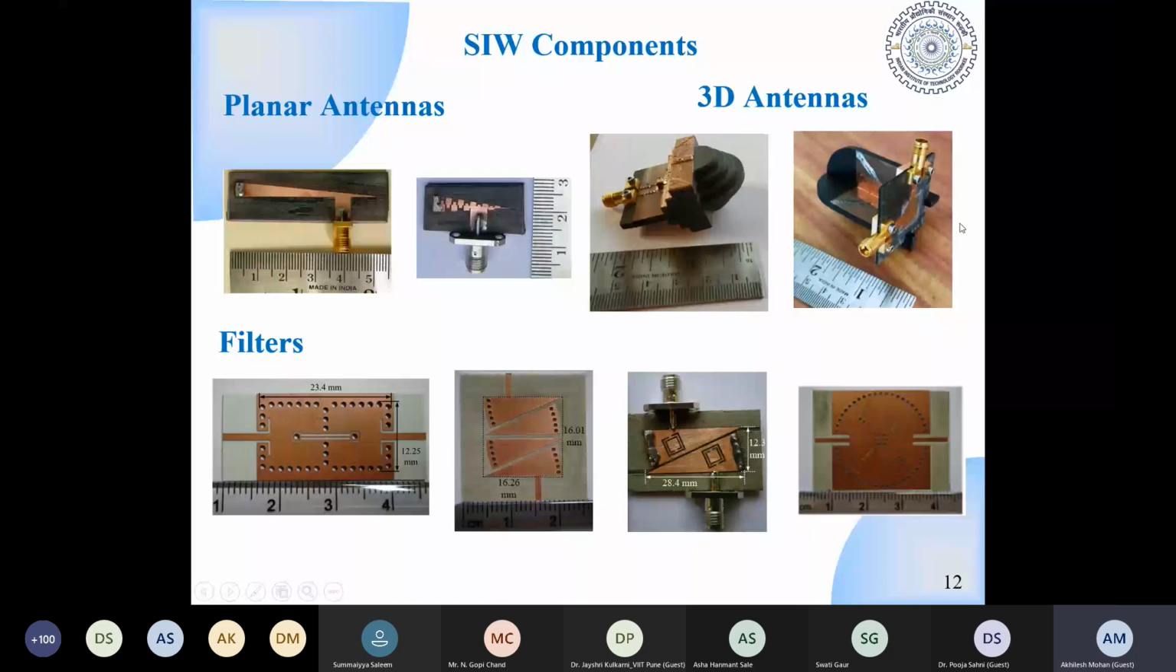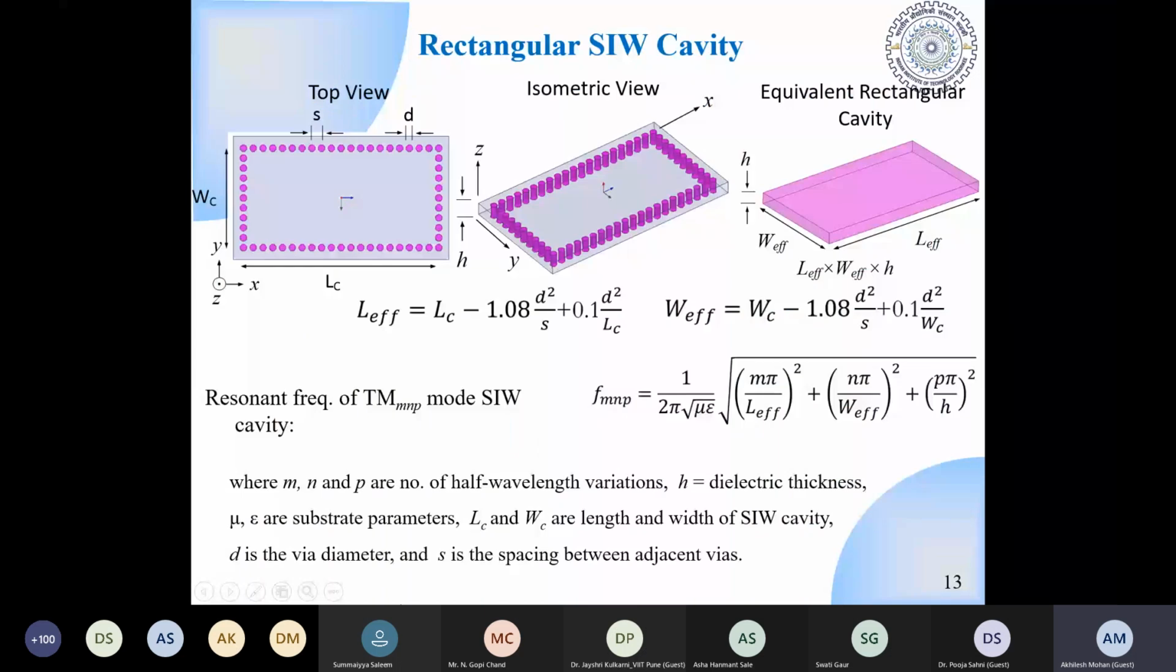Okay, so we will start with the rectangular SIW cavity. As I have discussed, in SIW we have the sidewalls and the top and bottom metallic plates, with a dielectric in between. The front and the back are open. If I introduce a series of vias at the front and the back as well, we will form a cavity, because a cavity is a closed structure. This is the top view and this is the isometric view. Now the cavity is similar to a rectangular waveguide cavity, that is, a cuboidal cavity, so it will behave similarly.